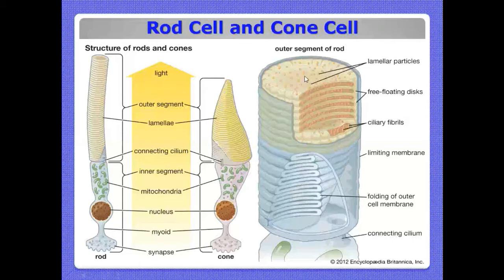See that enlarged portion of the outer segment of the rod cell. This portion is enlarged here. What is there inside? See the connecting cilium. This is the outer segment. This is the entire rod portion enlarged. Inside that, lamellar particles are there. Free floating discs are there. These are all the discs. Ciliary fibrils are there. Limiting membranes are there. Folding of the outer cell membrane is like this, connecting cilium. So this is a large portion of the rod. The same thing is there in the cone also, but the shape differs.